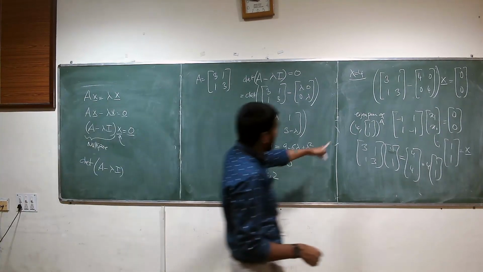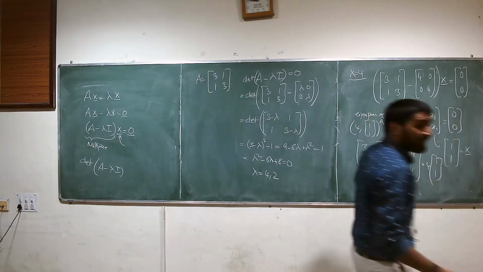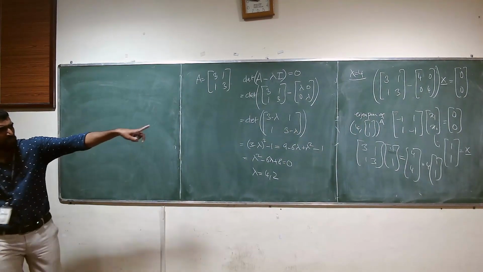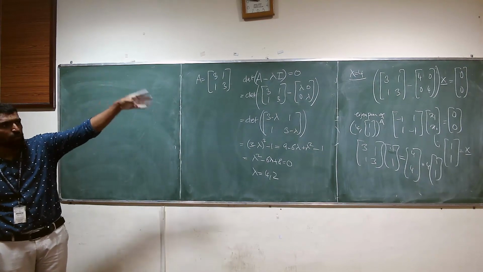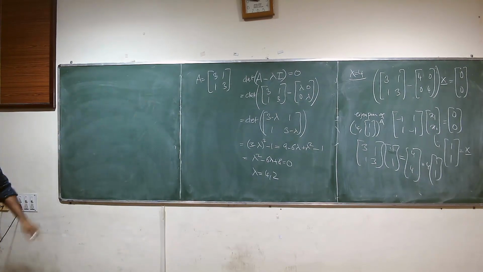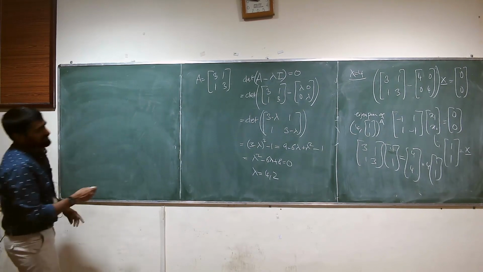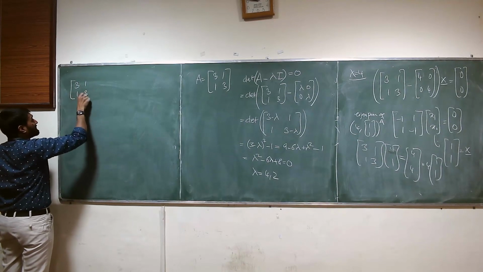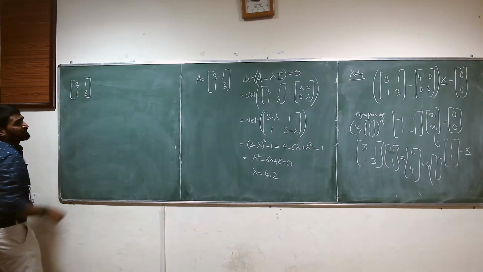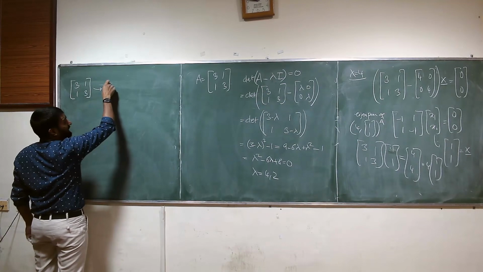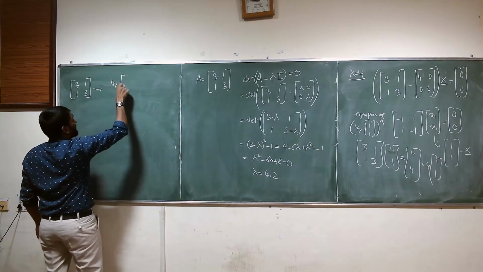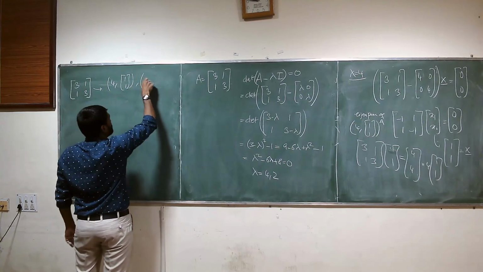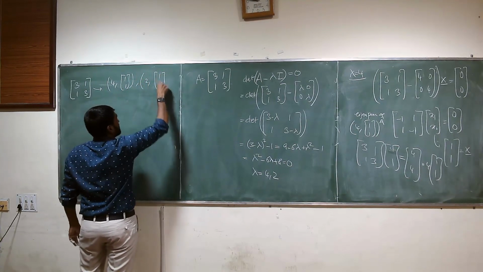Can you tell me what the eigenvector is for lambda equals 2? Using the same procedure, you do A minus 2I times x equals 0, and then you find x. So for this matrix 3, 1, 1, 3, the corresponding eigenpairs are 4 and 1, 1, and 2.